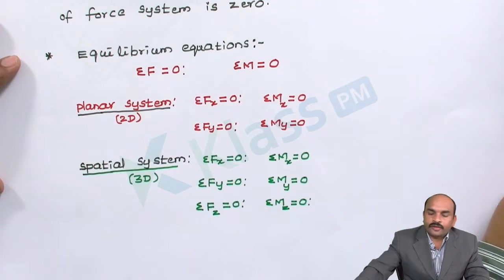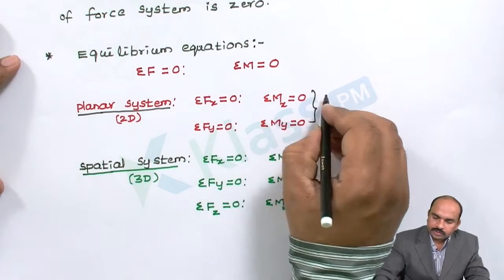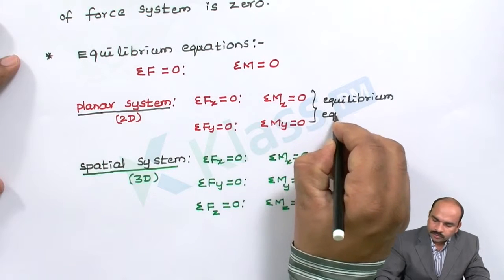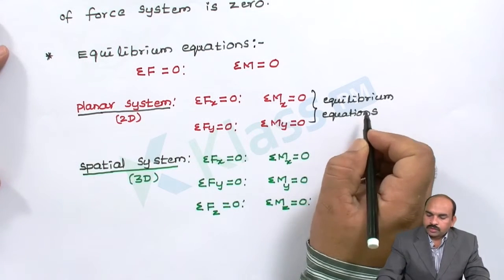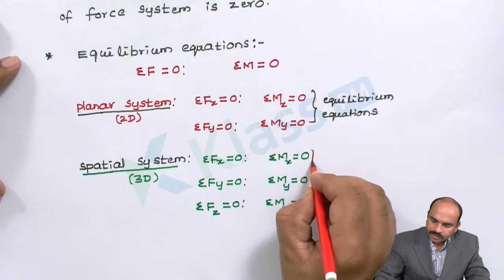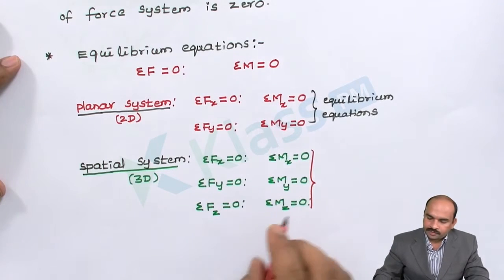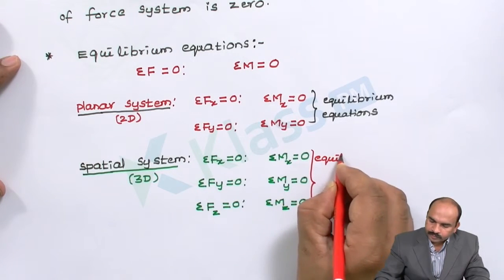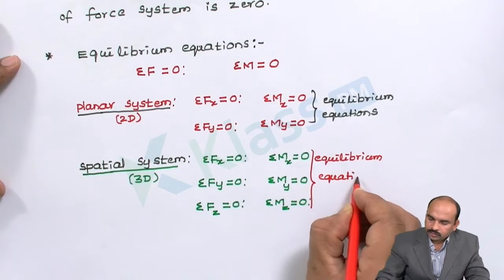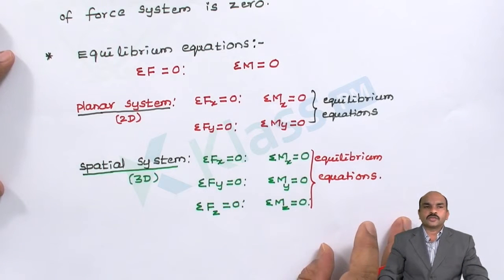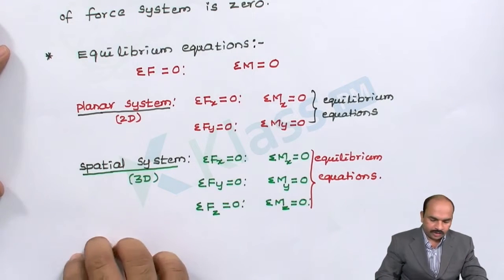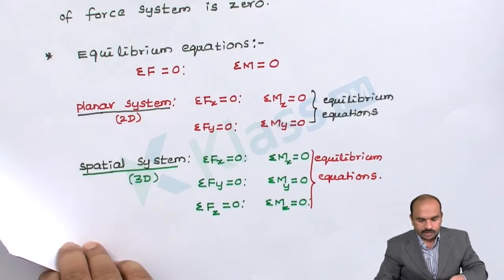So these are called the equilibrium equations. These are for the planar system. Now these are the equilibrium equations for the spatial system. So this is about the equilibrium of force system.